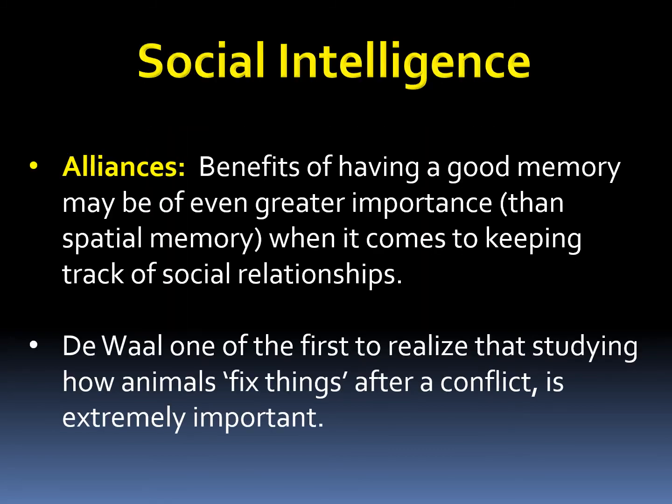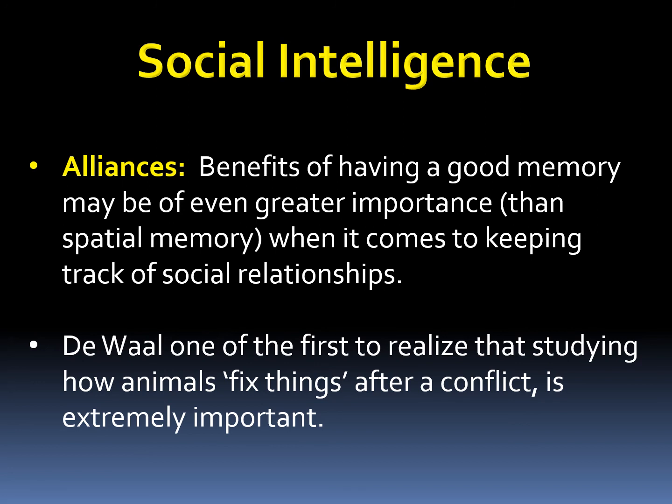So let's move on and talk about social intelligence, and this relates to conflict and alliances, right? We define alliances as having benefits of having good memory, maybe of even greater importance than spatial memory when it comes to keeping track of social relationships. So social relationships or social intelligence is very important in keeping track of alliances.